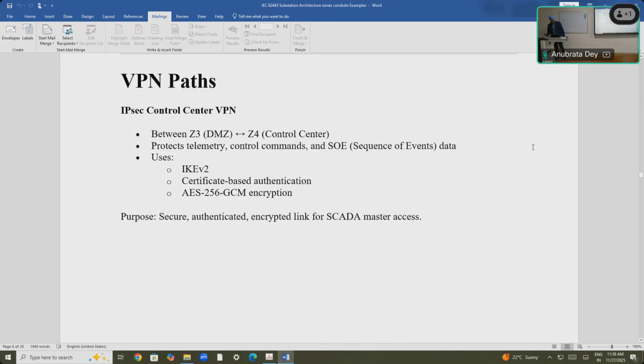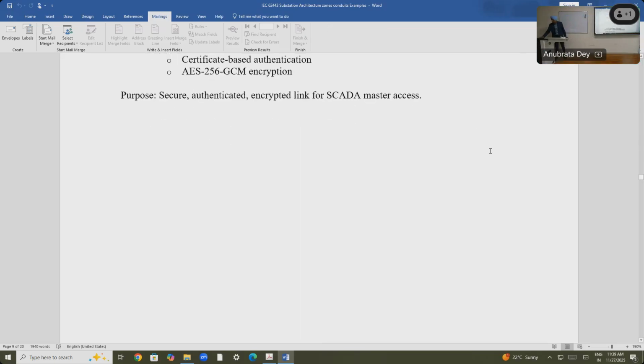And then these are again the VPN paths between the demilitarized zone and zone 4, which is the control center. Okay, there you will have a VPN, which we will talk about again. This is the IP security there. And these are various protocols and what encryption they use within the VPN. The purpose is basically a secure, authenticated, encrypted link for SCADA. That's a little bit more detail about that.